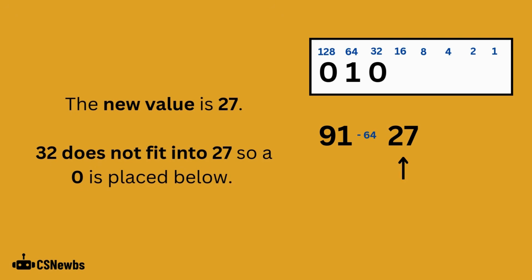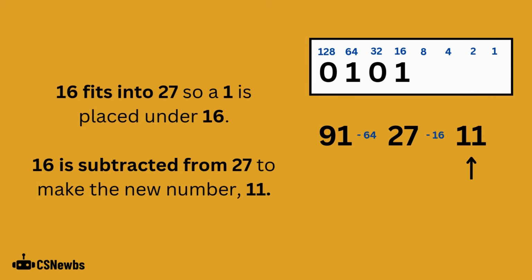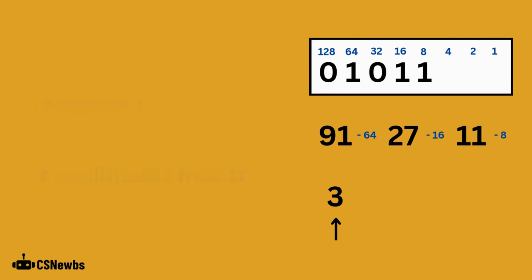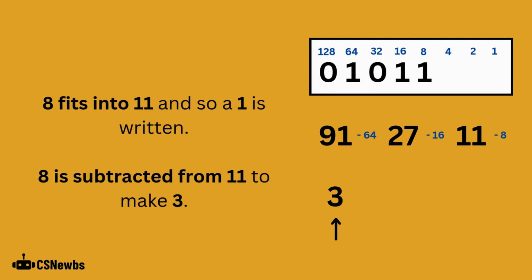91 take away 64 gives us 27, which is the new value that we will compare to the place values. 32 does not fit inside of 27, so we write a 0 below the 32 place value. 16 does fit inside of 27, so we write a 1 below the 16 place value. We subtract 16 from 27 to make a new denary number of 11. 8 fits into 11, so we write a 1 below 8. We subtract 8 from 11 to make 3.